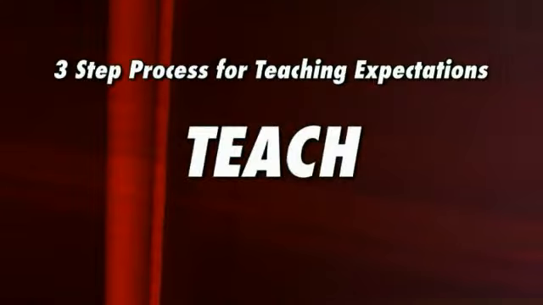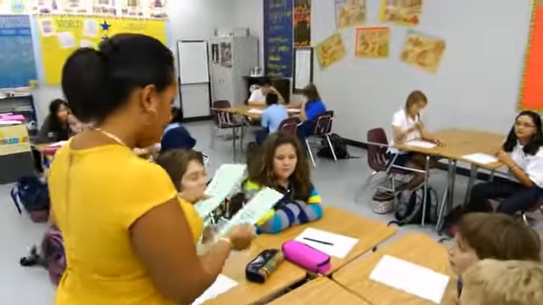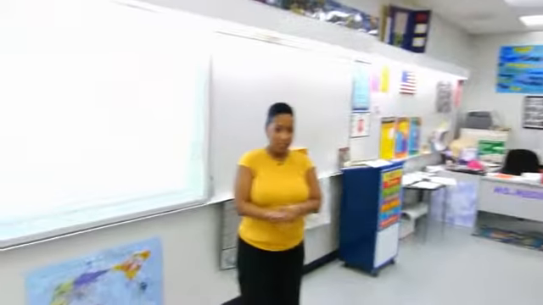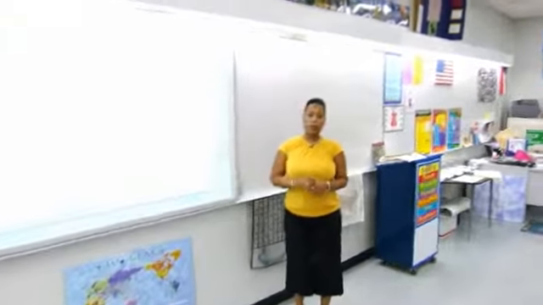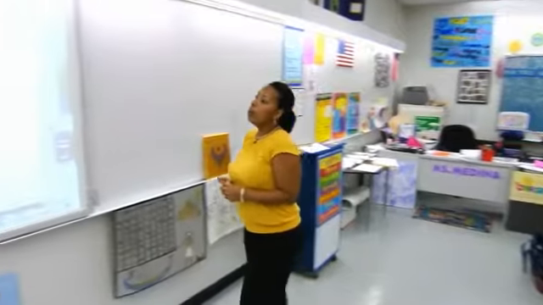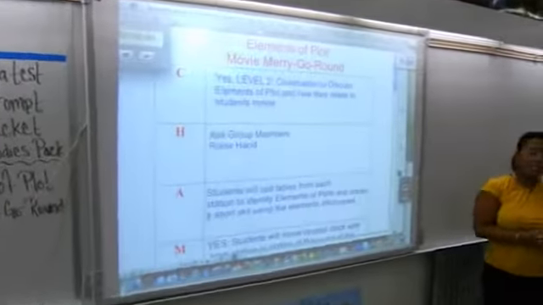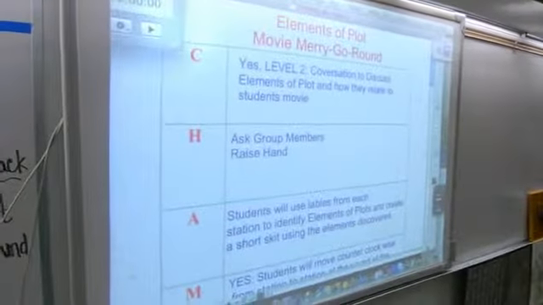Teach. Let's say you're about to have your class work on a small group activity. Before beginning, let them know what your expectations are using CHAMPS. All right, guys, I'm going to go ahead and give you my expectations for the activity you're going to be doing today. We're going to CHAMP the activity. The activity is called Elements of Plot Movie Merry-Go-Round.